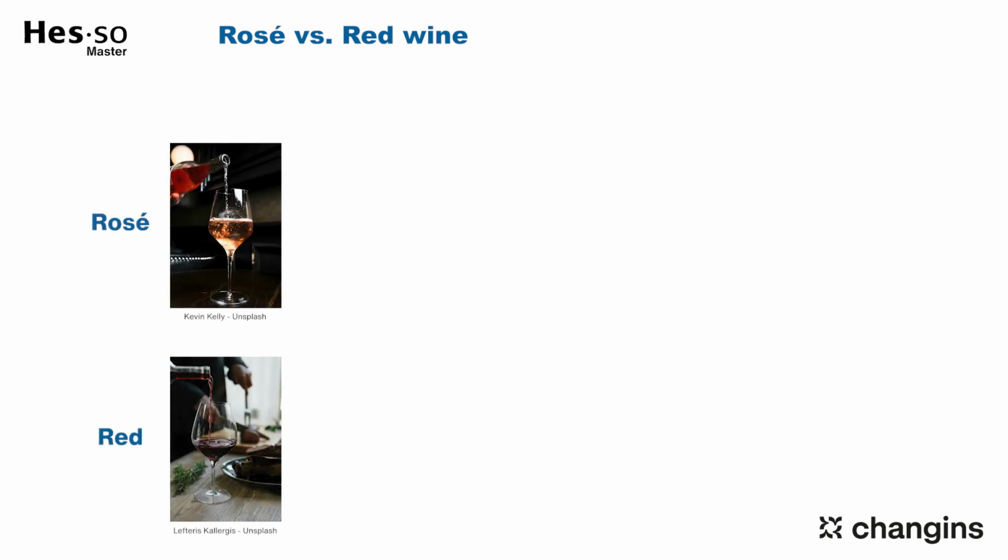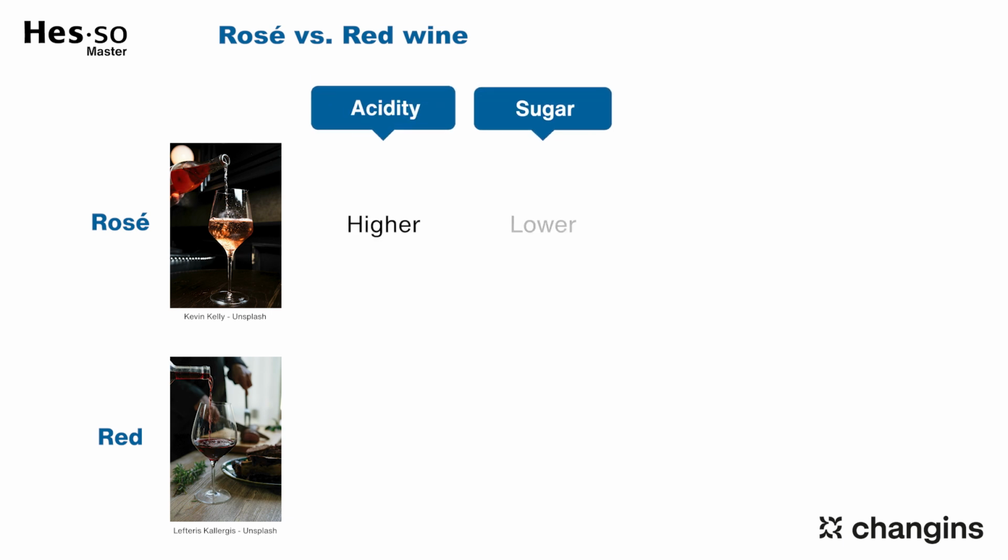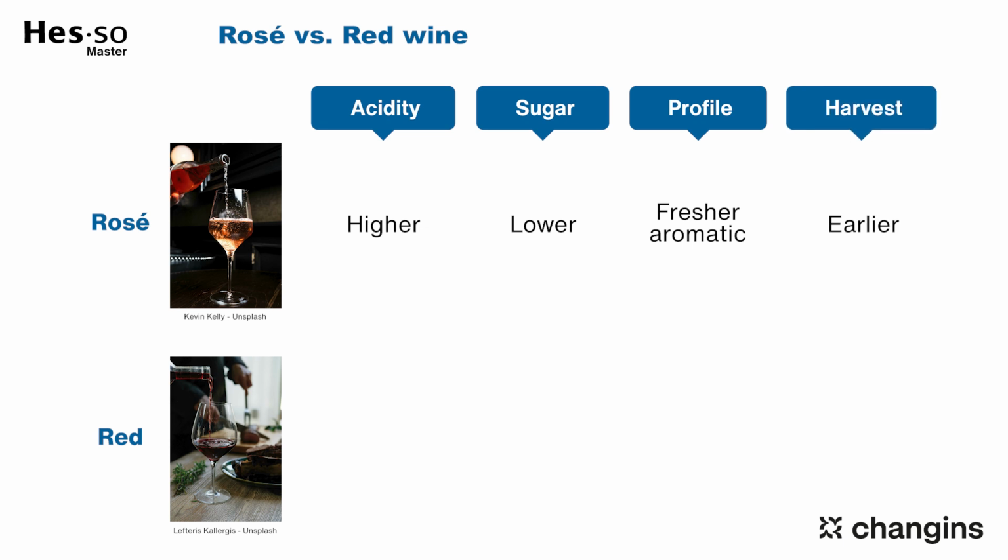Rosé wines typically require higher acidity, lower sugar levels, and fresher aromatic profiles. This means the grapes are harvested earlier, when the pulp still contains more organic acids and the pH is lower. This ensures a bright, crisp, and refreshing wine.